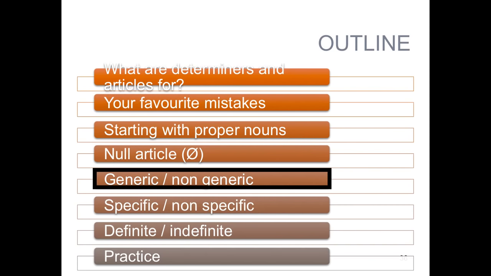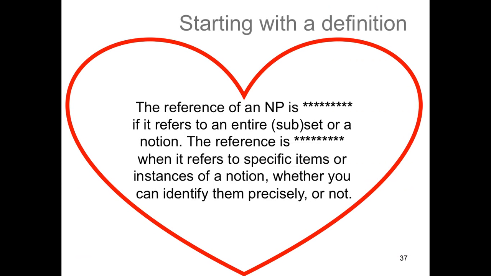So being able to distinguish between generic and non-generic references is not as easy as it seems. So let's start with the definition. Right, the definition must be learned by heart. The reference of a noun phrase is generic if it refers to an entire subset or notion. The reference is non-generic when it refers to specific items or instances of a notion, whether you can identify them precisely or not. Make sure you are able to recite that by heart.